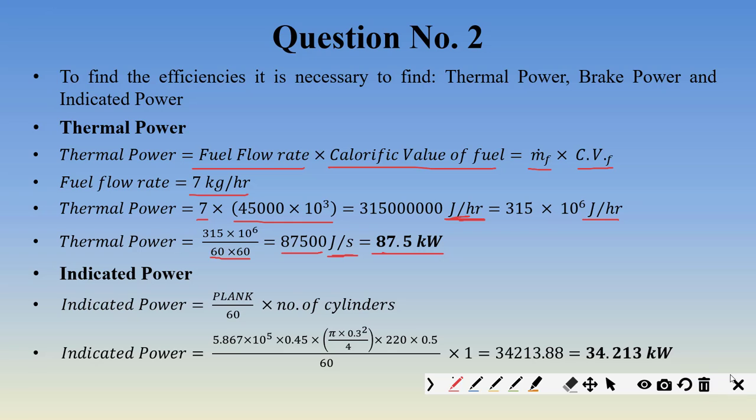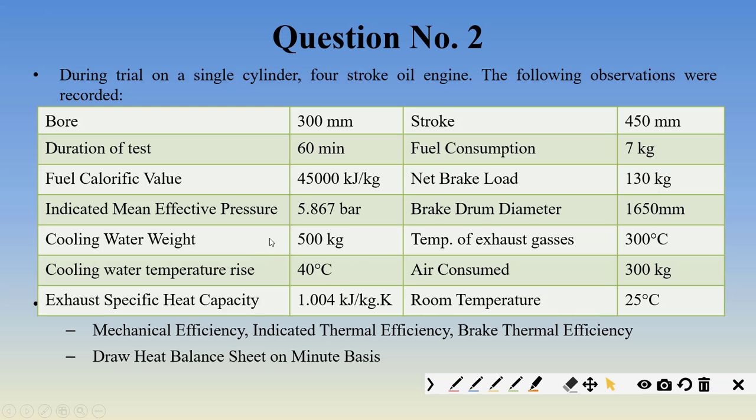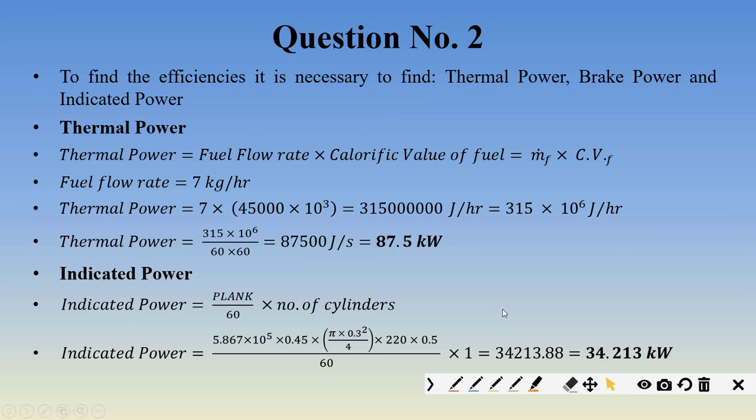Again, I have to find indicated power. For indicated power, what have they given us? They have given me indicated mean effective pressure, right? I will use the formula IP is equal to P L A N K upon 60 into number of cylinders. Value of indicated mean effective pressure is this much. They have given me the stroke length and the bore diameter. Substituted those values and I got P into L into A.